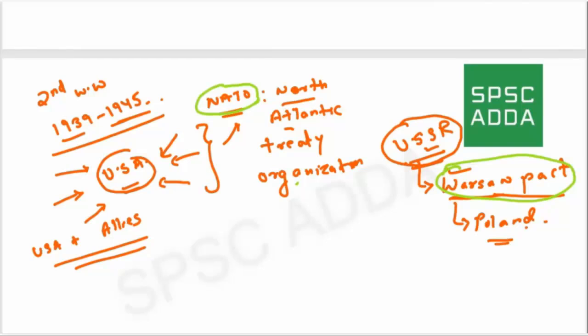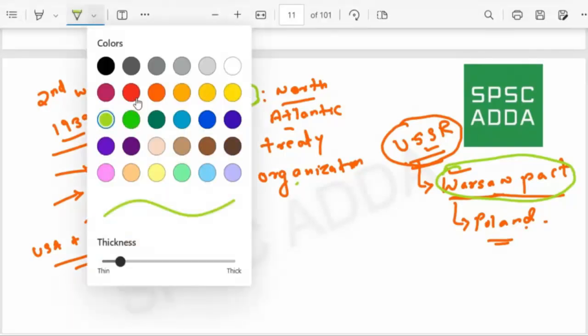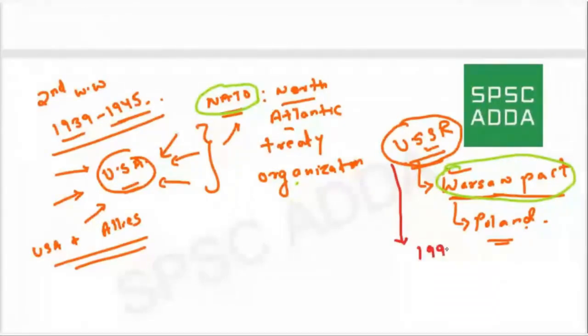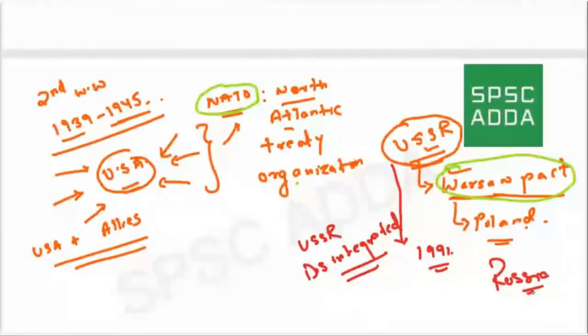But I'm explaining this so that you also understand what is going on around the world and why. Now, understand what happened. As time passed, in 1991, the USSR got disintegrated and became Russia. The USSR fragmented itself into various other countries. The relevance of the Warsaw Pact was over because the USSR was not there.